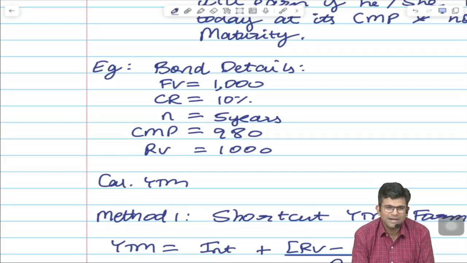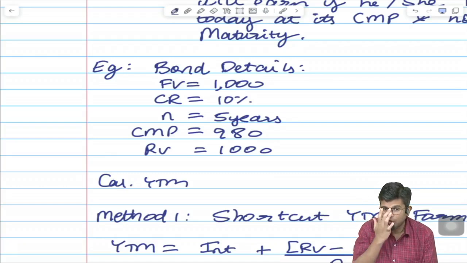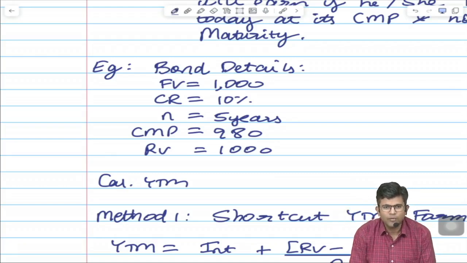What does that mean? That means that anyone who buys this bond today at 980 and holds it till maturity will get 10.54% YTM. Correct? Now everyone following what I'm saying? Will get 10.54% YTM.